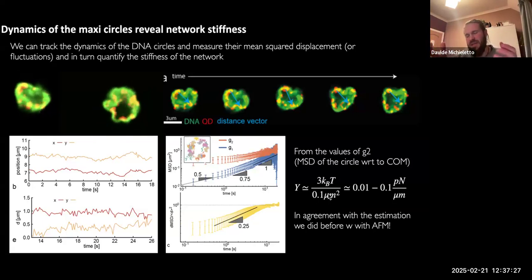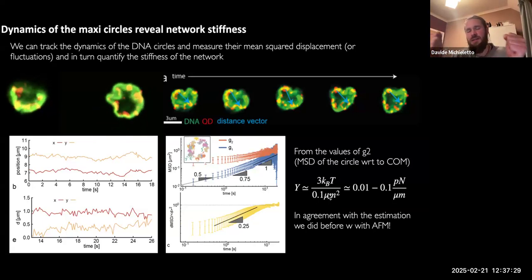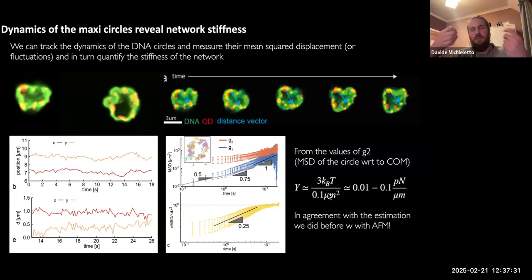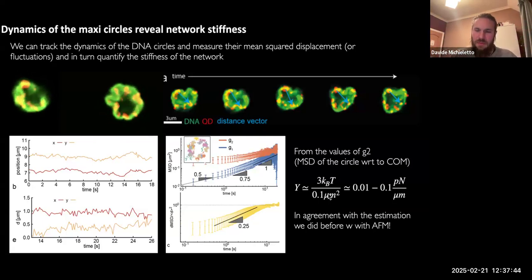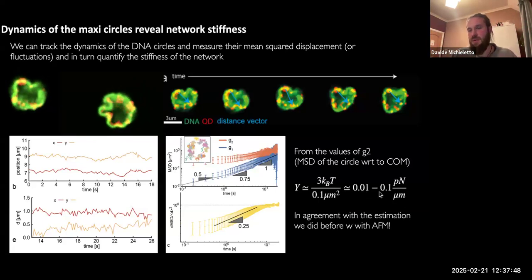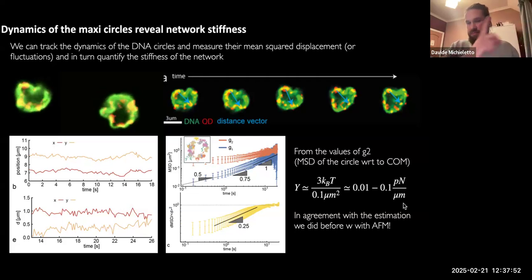Essentially, if you think about it in terms of a gel, the Young modulus of the gel will be related somehow to the thermal fluctuations divided by how much the internal gel can move, squared because of dimensionality. What we get is something around 0.0101 piconewton per micrometer, which is the same as what we found a few slides before through the AFM image.